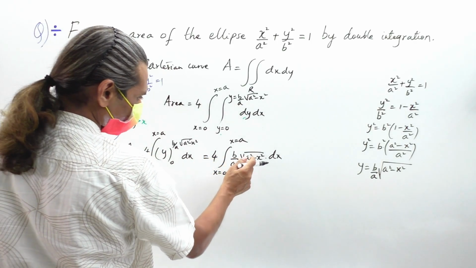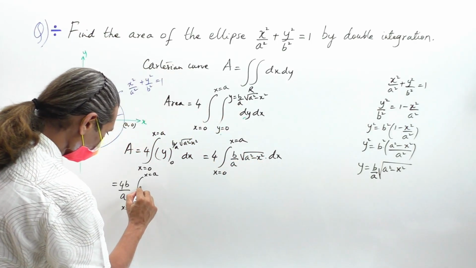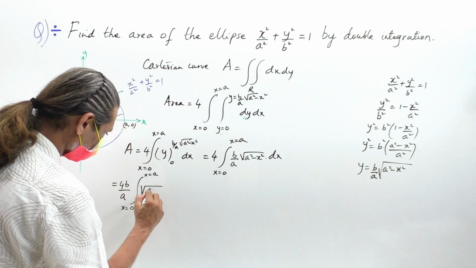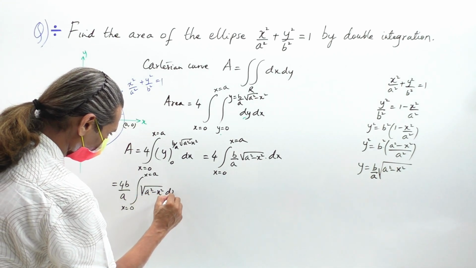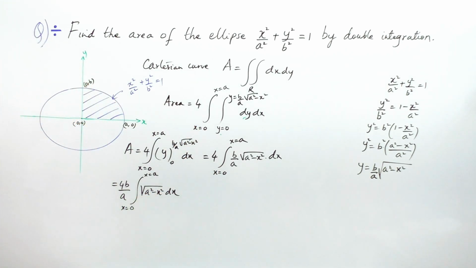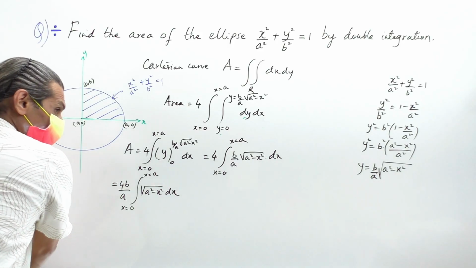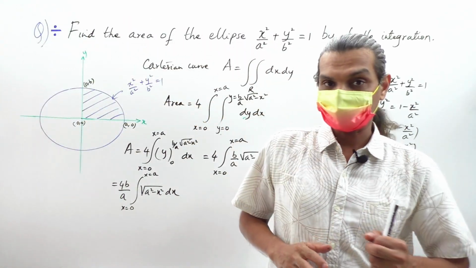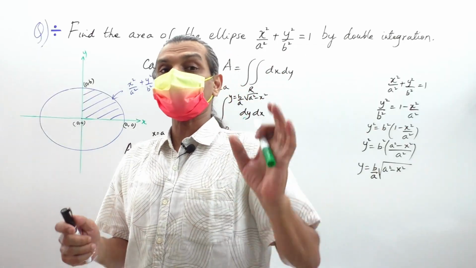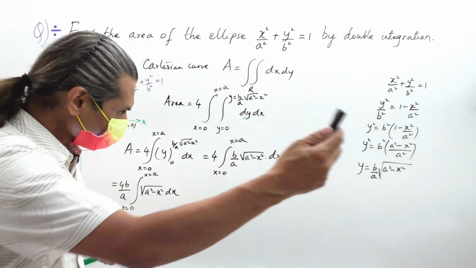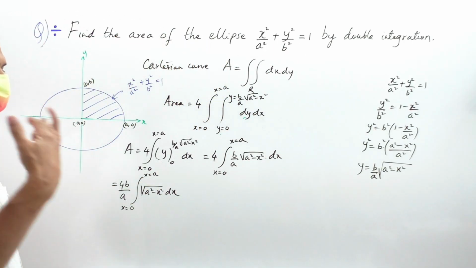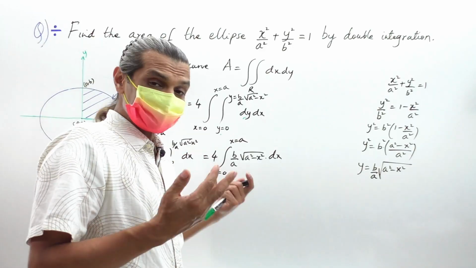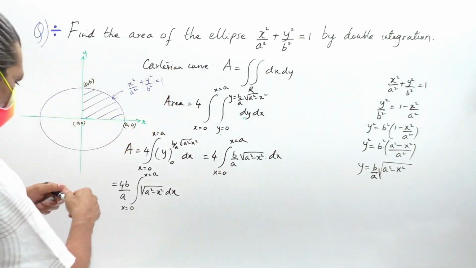This b by a is constant, I took it outside. What is inside? You have to integrate root of a square minus x square dx. Now, you already know, there is a standard formula for integration of root of a square minus x square dx. I will write the formula, and I always keep on repeating, this formula is very important. You need to memorize it. So we have the formula.